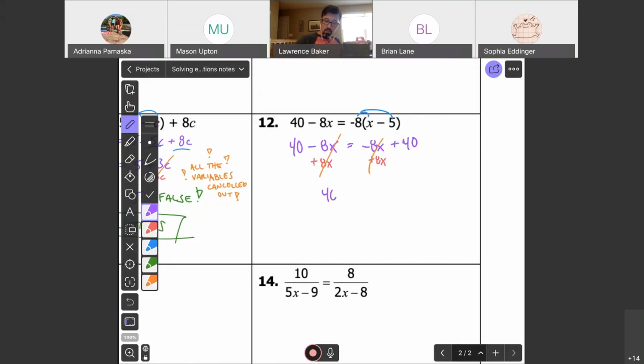And there's a true statement, right? Last time we had 1 equals 5, which is not true. Here it says 40 equals 40. So that's a true statement. Well, it's always true. 40 is always equal to 40. And so what we say here is that this has infinite solutions.